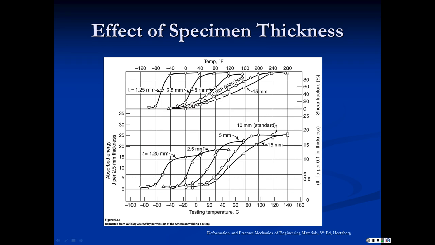Also notice that as we change specimen thickness, here we're looking at energy per 2.5 millimeters of thickness, so they've normalized. We find that the dBTT curves, or the energy curves, shift, and more importantly, the transition temperature depends on specimen thickness. As we get thicker and thicker, we get a higher and higher transition temperature. That is, the material appears brittle at higher and higher temperatures. It's got to be warmer and warmer to remain ductile. So this is problematic also.